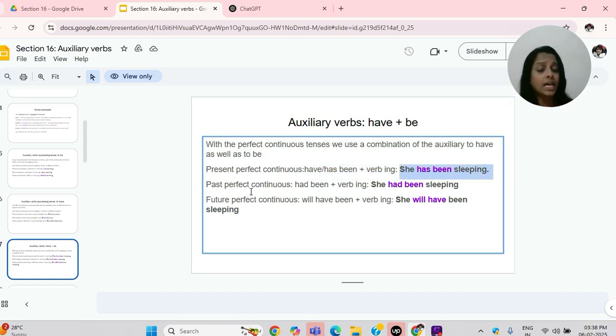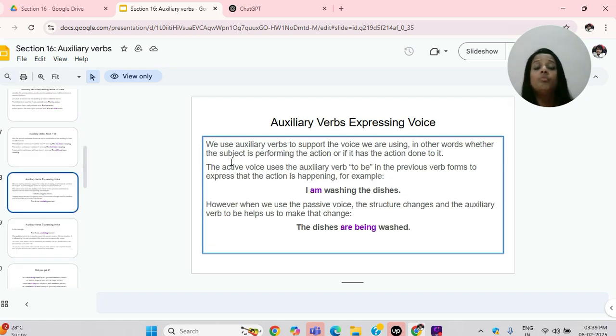And if it is for past perfect continuous tense, it's had been plus verb plus ing. So she had been sleeping. And when it comes to future perfect continuous tense, it will have been plus verb ing. So she will have been sleeping. Got the difference?